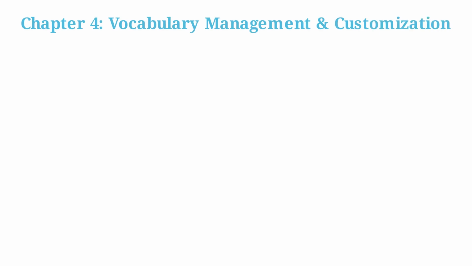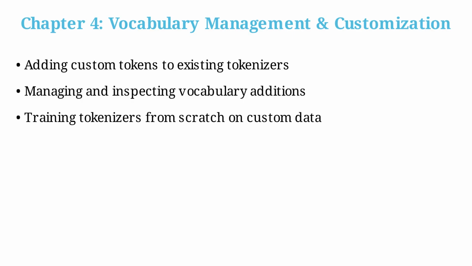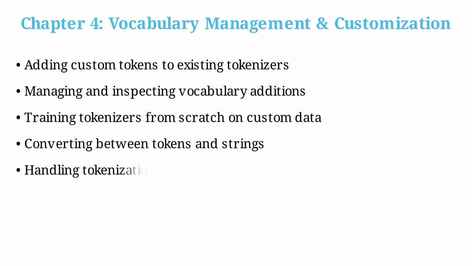Welcome to Chapter 4, Vocabulary Management and Customization. In this chapter, we're going to master several crucial skills. We'll learn how to add custom tokens to existing tokenizers, manage and inspect vocabulary additions, train tokenizers from scratch on custom data, convert between tokens and strings, and handle tokenization artifacts and cleanup. This is essential knowledge because real-world NLP applications often require domain-specific vocabulary. Whether you're working with medical texts, legal documents, or social media data, the ability to extend and customize tokenizer vocabularies is crucial for optimal performance.